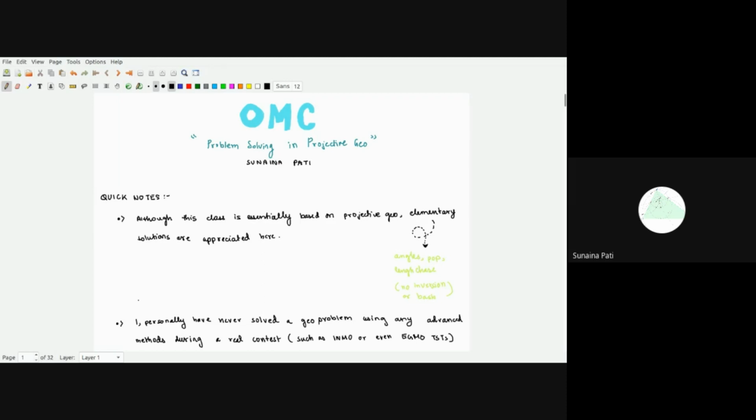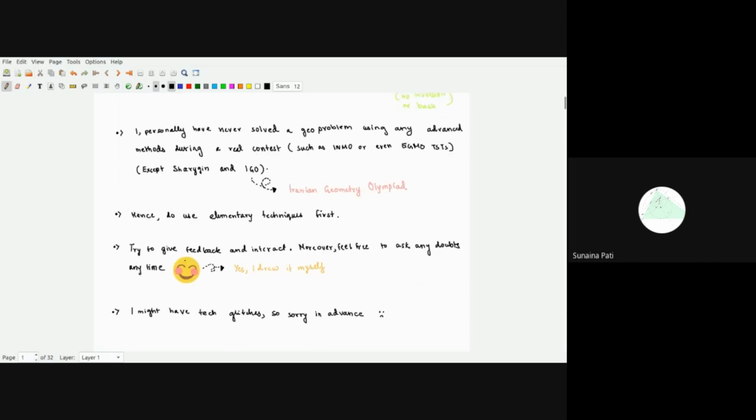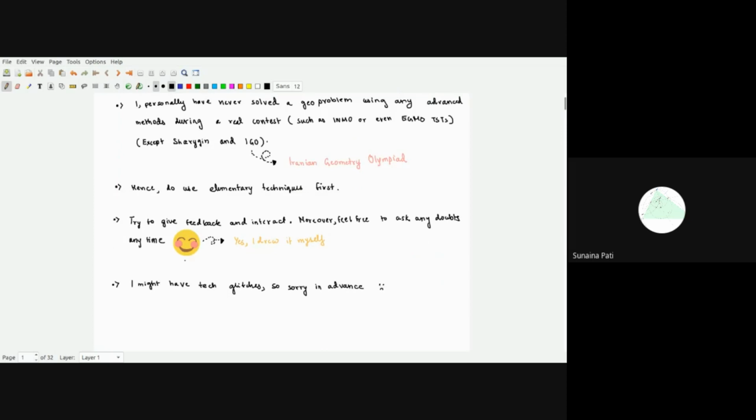Although this class is essentially based on projective geometry, elementary solutions are really appreciated here and even in contests. Elementary solutions are basically angles, POP, lengths if they're nice, and basically not containing any inversion or bash, etc. I personally have never solved a geo problem using any of the advanced methods in real contests except Sharygin and IGO. So do use elementary techniques first and try to give feedback on it.